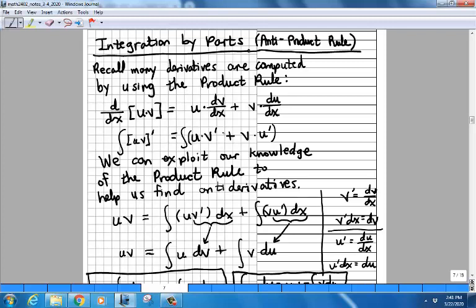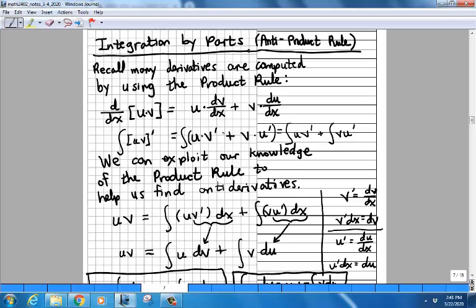Now look, because you're taking the antiderivative of a sum, so you have the integral of a sum here, you can break this up into two separate integrals. So let's do that. I'm going to write this as the integral of uv prime plus the integral of v u prime. Okay, like this.